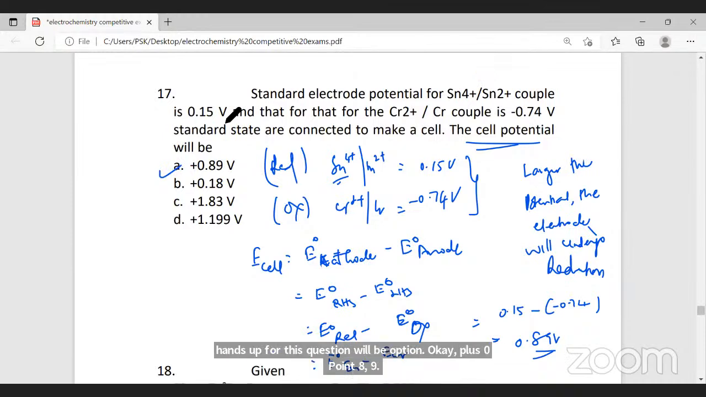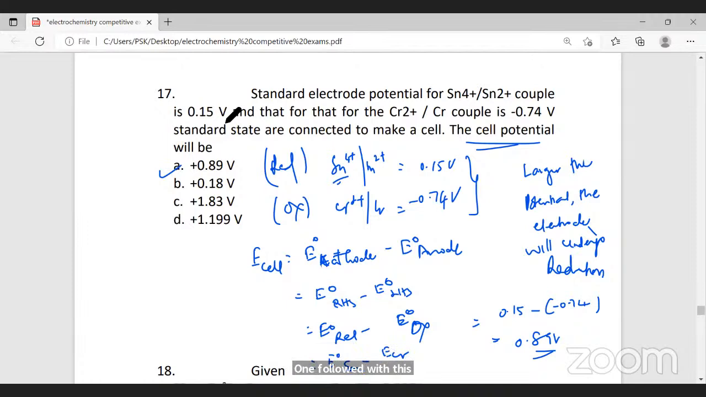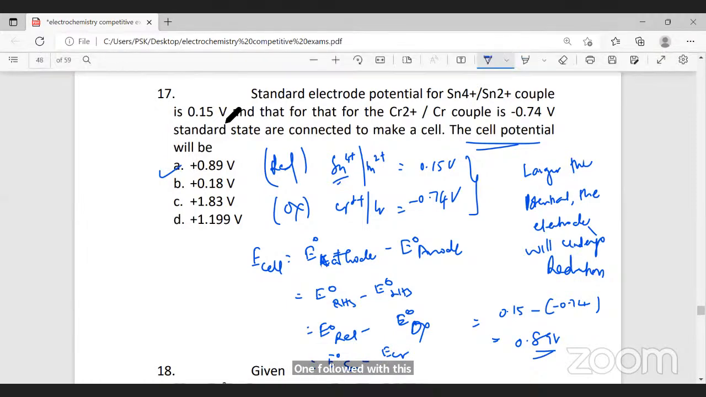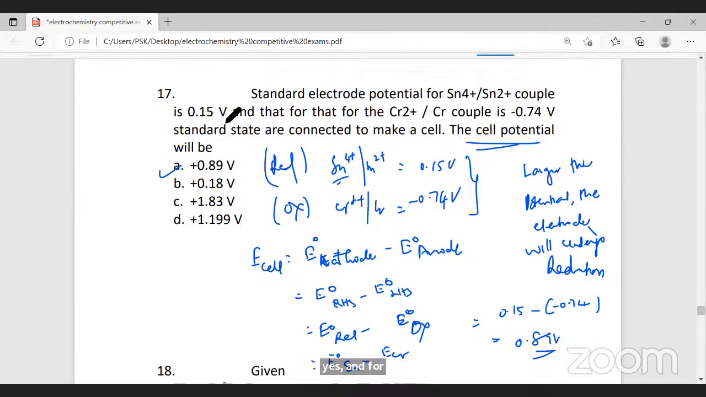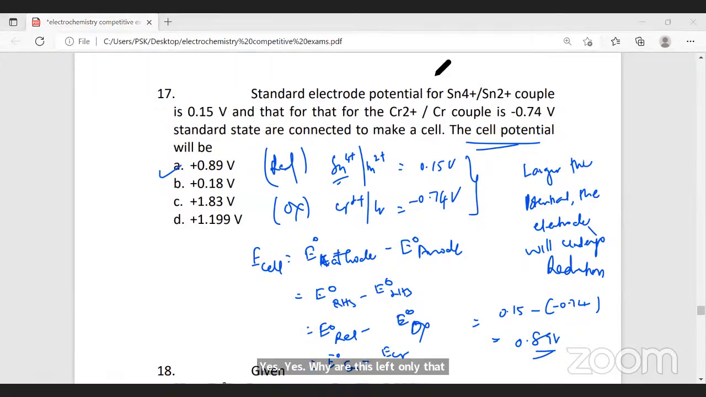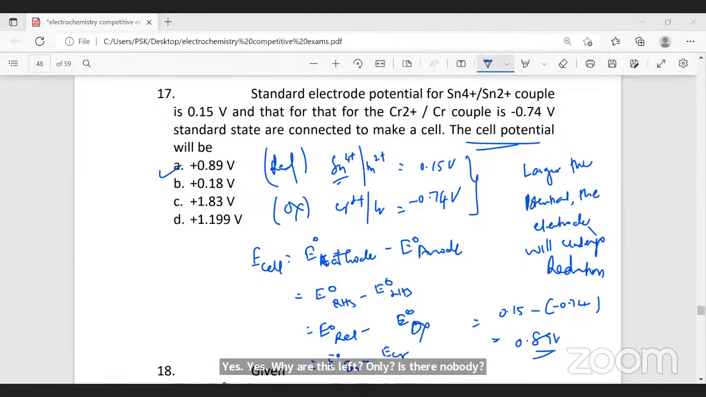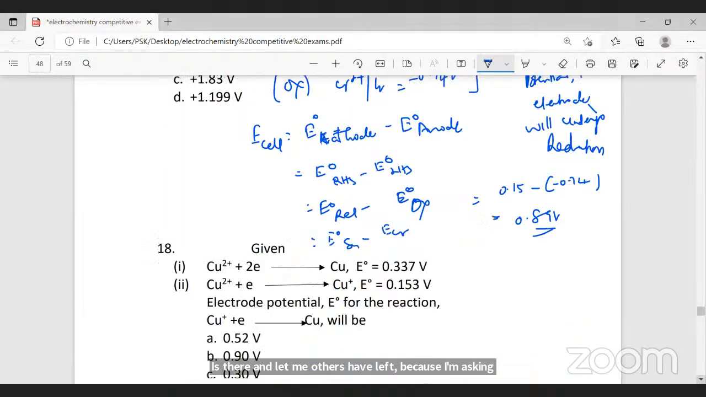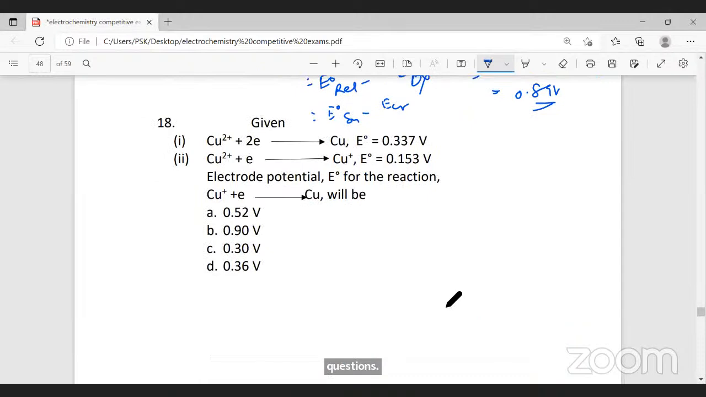Followed with this? Yes. Students, you followed? Yes, sir. Why have the others left? Only Dhanalakshmi is there. Nobody is there. Dhanalakshmi, others have left because I'm asking questions. Okay. Now we'll work this problem.